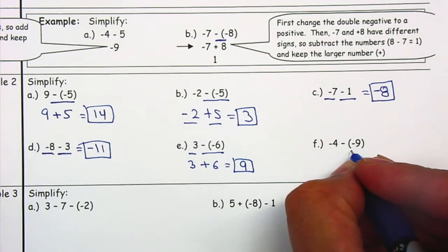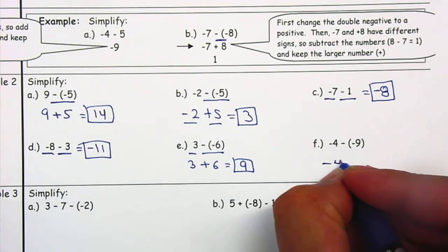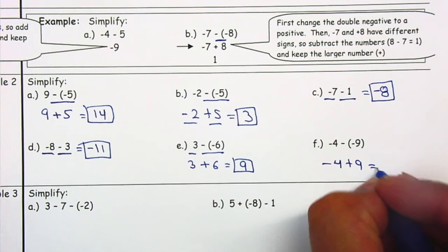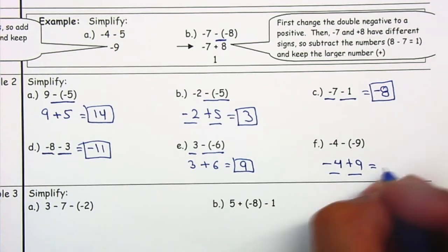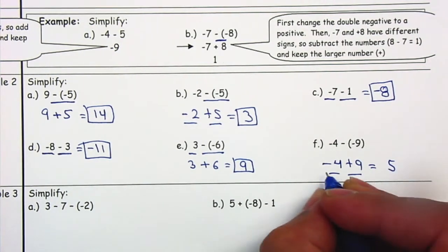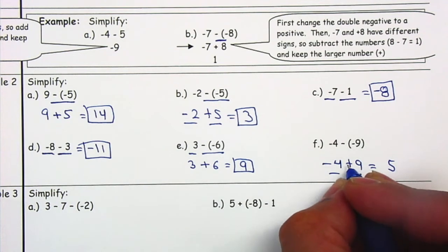We have two negatives together. That will make it a positive. So negative 4 plus 9. They have different signs, so we're going to subtract. We're going to keep the sign of the bigger number. The bigger number is a 9, so that's a positive.